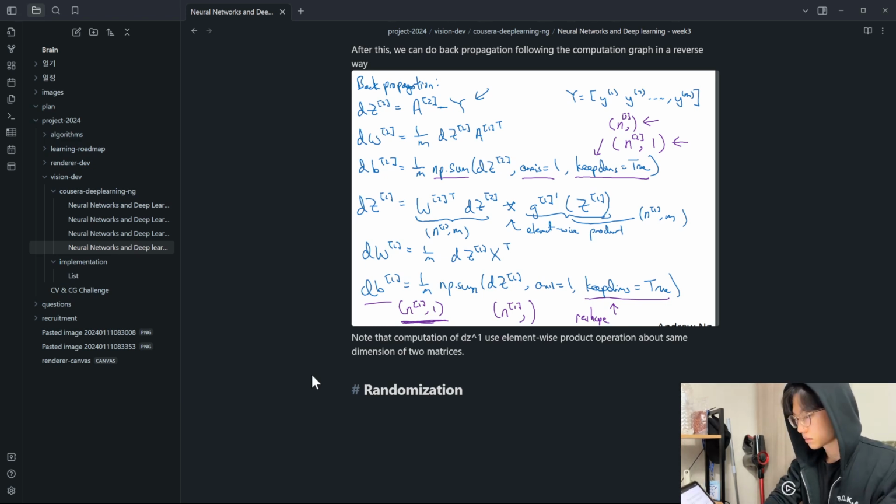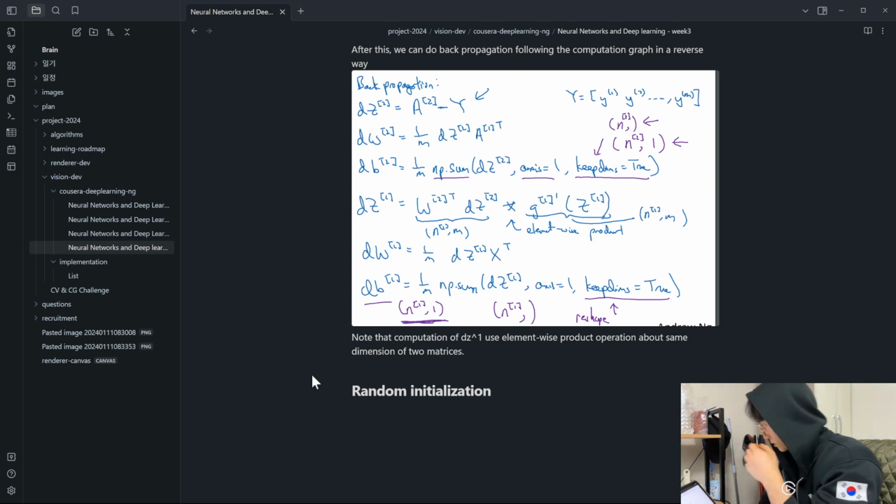Let's see why. So you have here two input features, so n0 is equal to 2, and two hidden units, so n1 is equal to 2. And so the matrix associated with hidden layer, W1, is going to be 2 by 2.